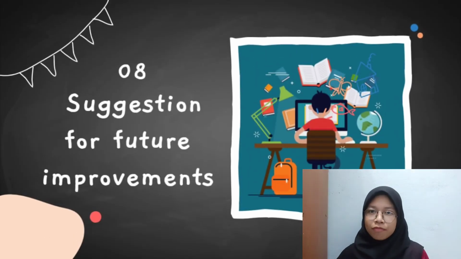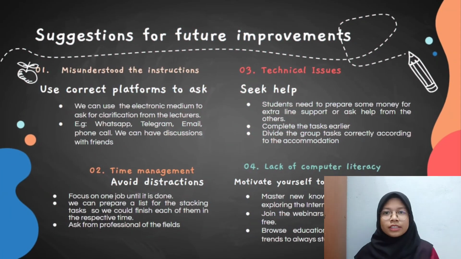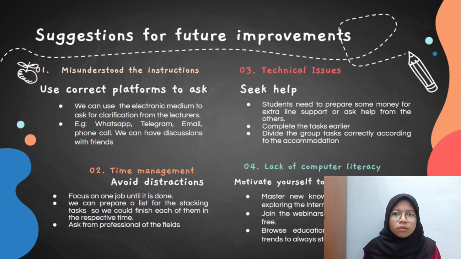Next, we move to the final part of the presentation, that is the suggestion for future improvement. The first suggestion is use correct platform to ask to solve the misunderstood instructions problem. We can use the electronic medium to ask for clarification from the lecturers to avoid misunderstanding. For example, we can ask questions through WhatsApp, Telegram, email, or else just have a phone call with the lecturers.